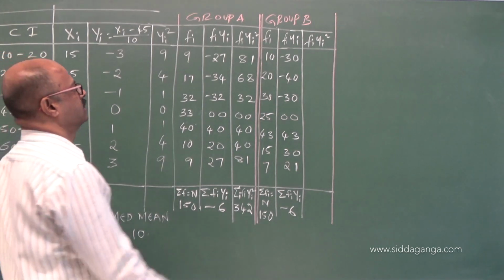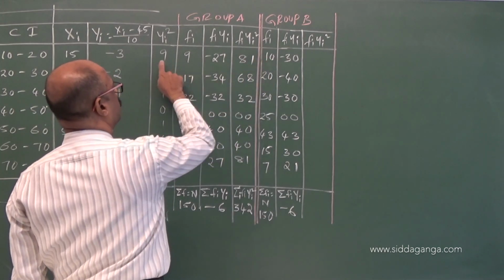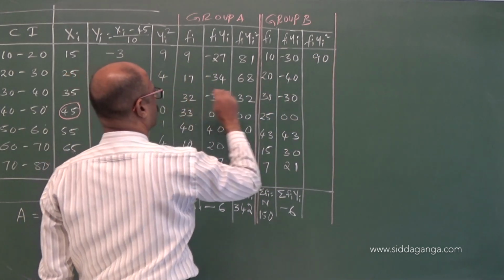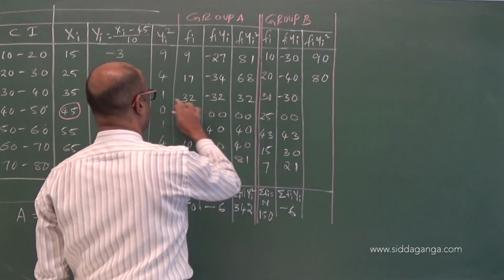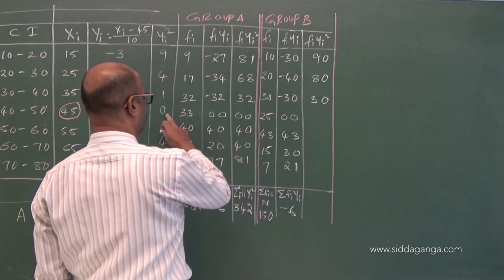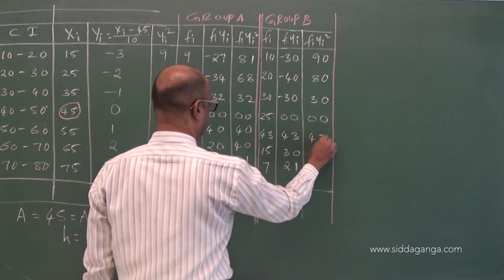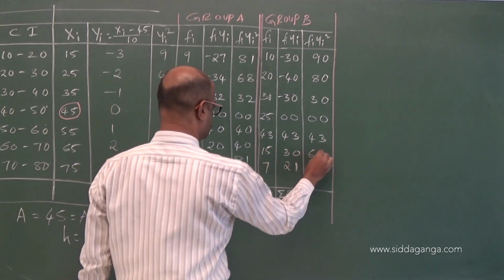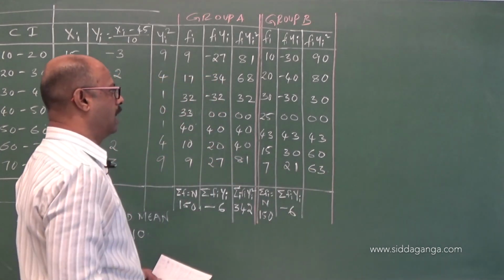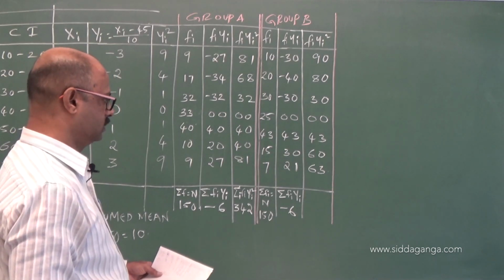Now Fi into Yi square. Fi is here 10, Yi square is 9. 10 into 9, you will get 90. 20 into 4, you will get 80. 30 into 1, you will get 30, and 25 into 0, you will get 0. 43 into 1, you will get 43. 15 into 4, this is 60. 7 into 9, you will get 63. So 90, 80, 30, 0, 43, 60, 63.